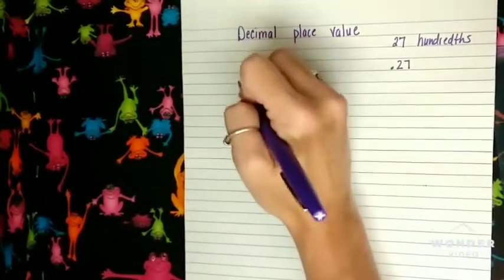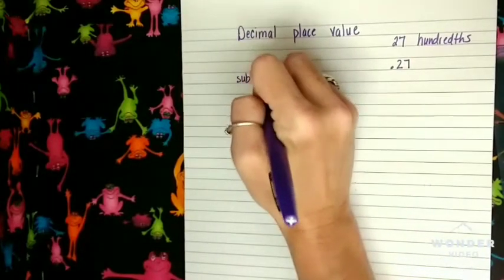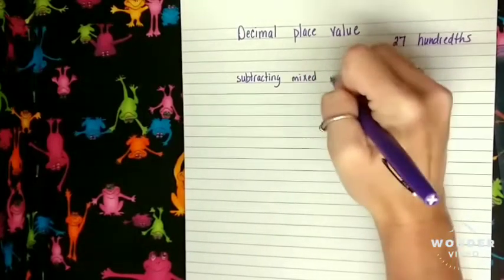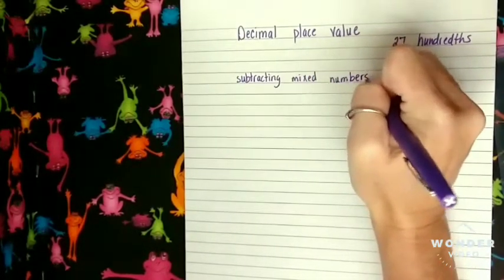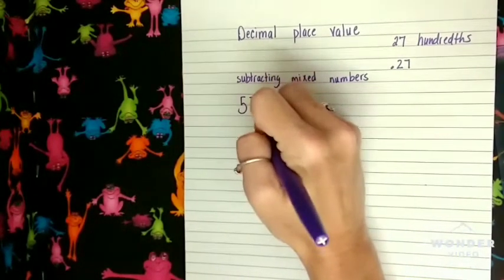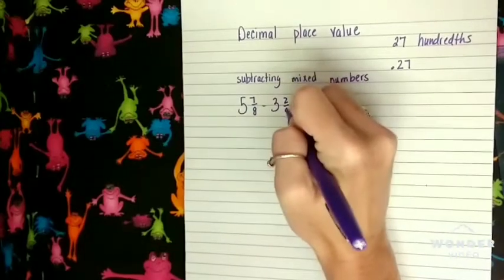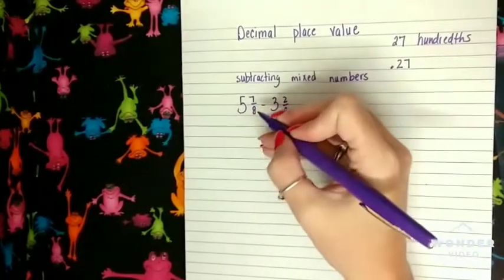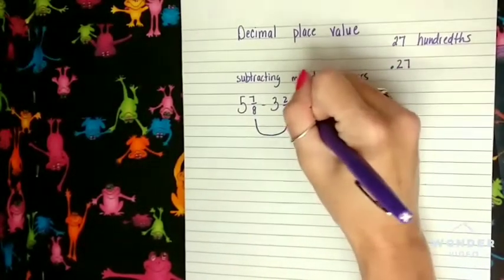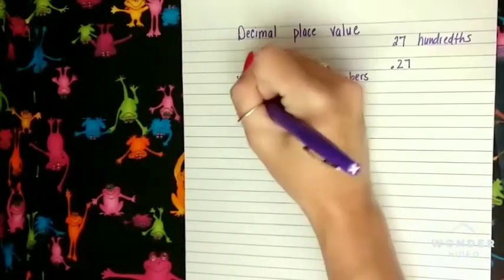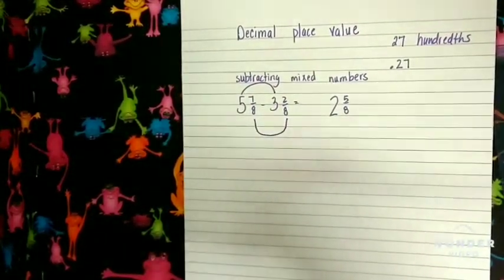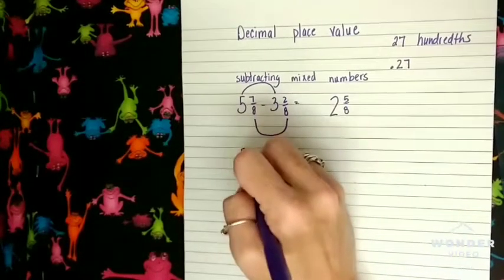You will be subtracting mixed numbers. All right, so 5 and 7/8 minus 3 and 2/8. So remember, we do our smallest units first, which for us are our fractions. So 7/8 minus 2/8 equals 5/8. And then we go to our whole numbers. 5 minus 3 is 2. Now that's just simple, straightforward subtraction. There may be subtraction with regrouping that's needed.